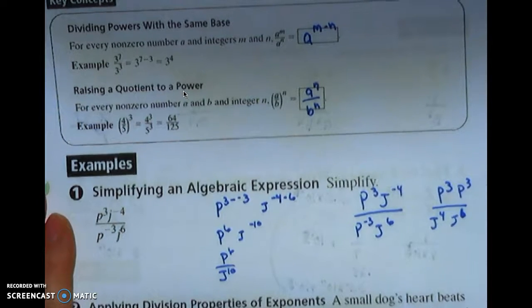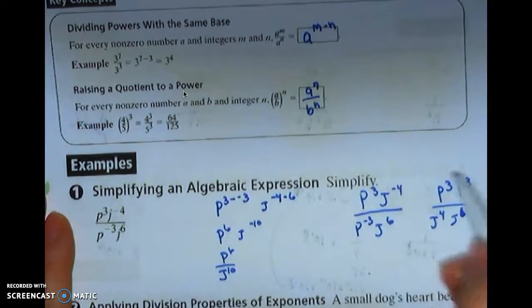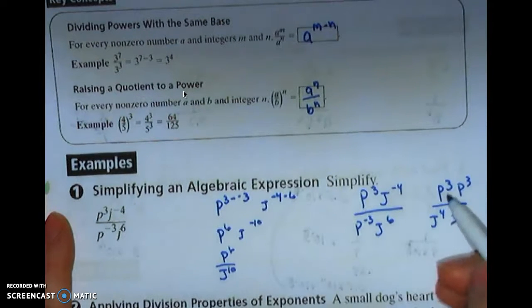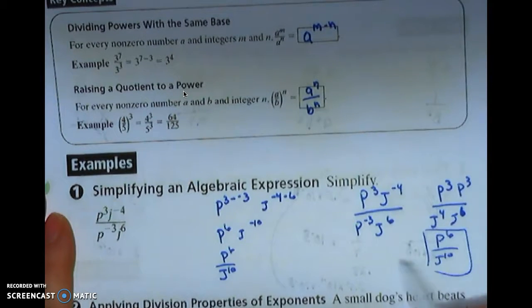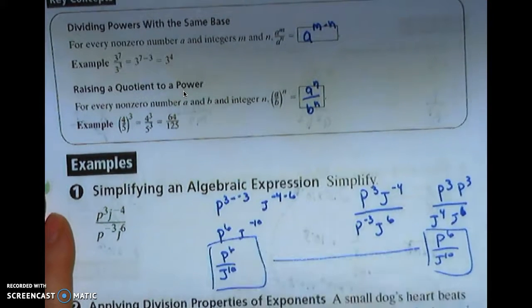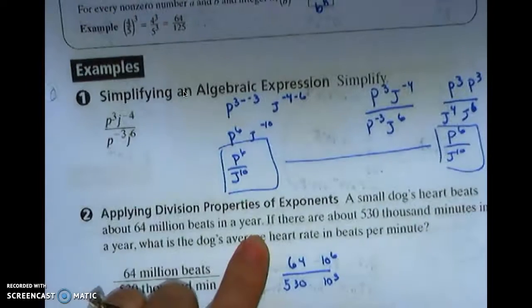We now have our powers here, and we can follow our rules that we learned about when multiplying with the same base. That becomes p to the 6th, and we can add those here, and that becomes j to the 10th. So you can see here how we have the same answer, just approaching it a little differently.